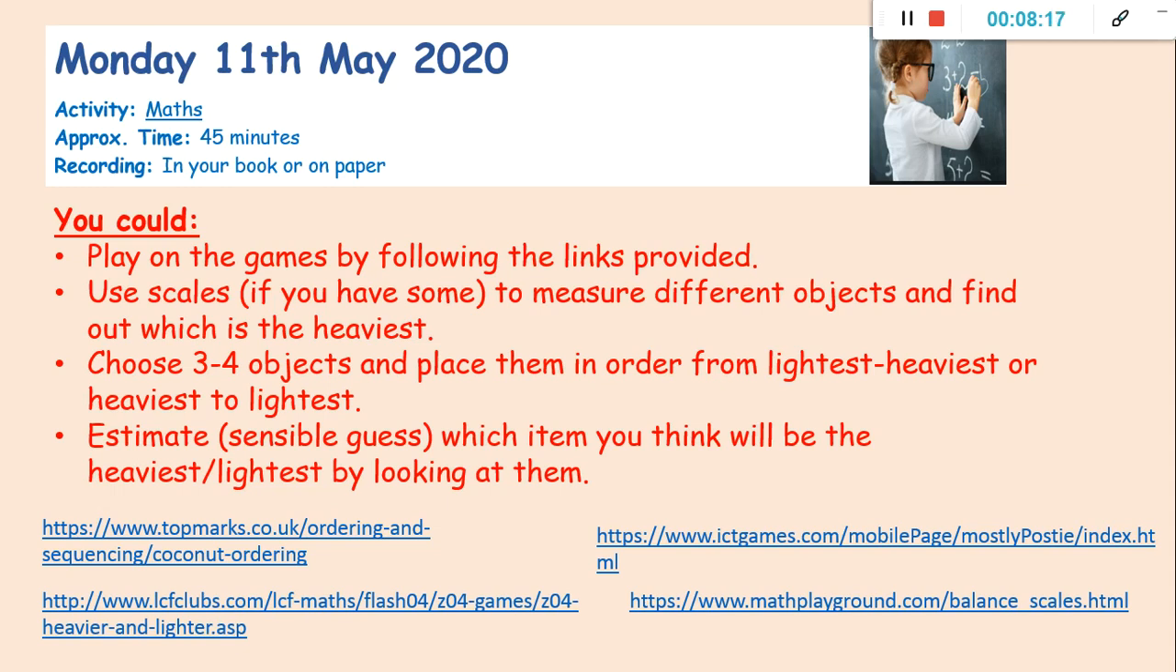So you could simply just take a picture of you measuring using the scales, or a picture of you doing the lightest and heaviest when you've ordered them. And you could estimate which one you think will be the heaviest or lightest by looking at them. So it could be that you do a video and you say, right, we're going to be weighing these 4 objects. I predict, I estimate that this object's going to be the heaviest, and then you could do your investigation, and then you could come back and tell us what you found. You can draw the objects from lightest, heaviest.